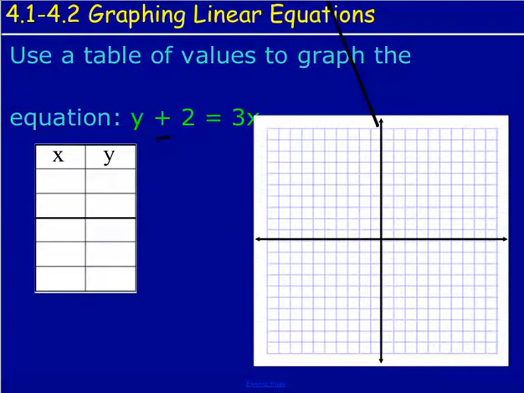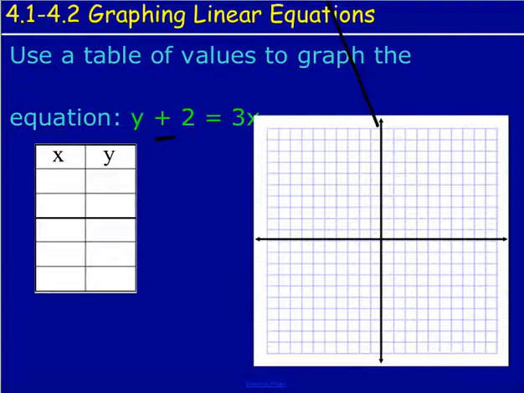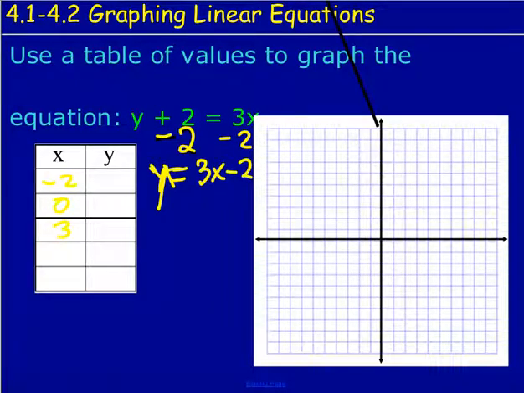Okay, so I need to subtract 2. There we go. You can see that. Subtract 2 from each side, so I have y is equal to 3x minus 2. So I don't have x values yet, but let's choose some. Let's say, what happens if x is negative 2, or 0, or 3, or 4, or 6? Okay, let's figure that out.